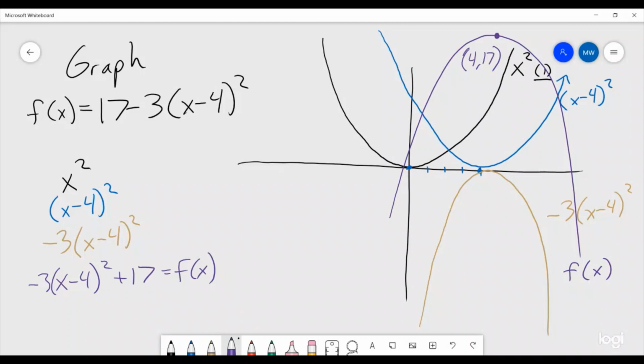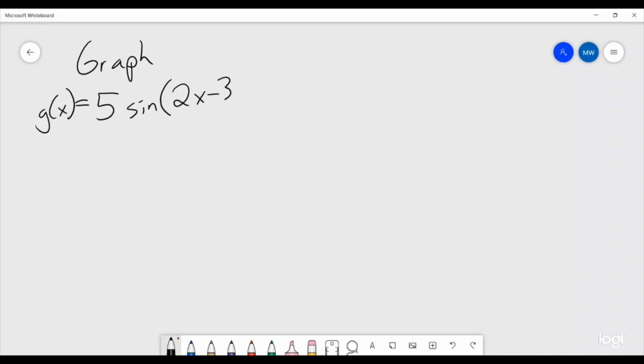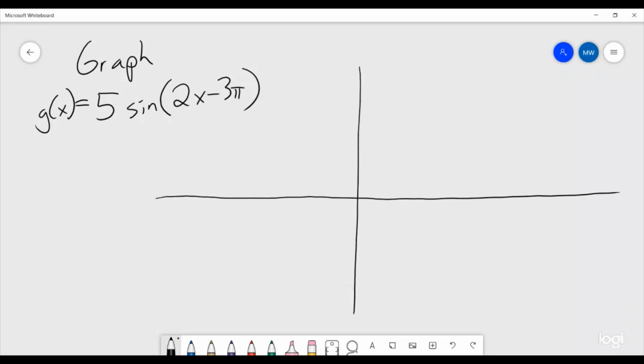Let's do another one. Graph g of x is equal to 5 times sine of (2x − 3π). So go ahead, pause the video for a second, and figure out how we could graph that on this chart.